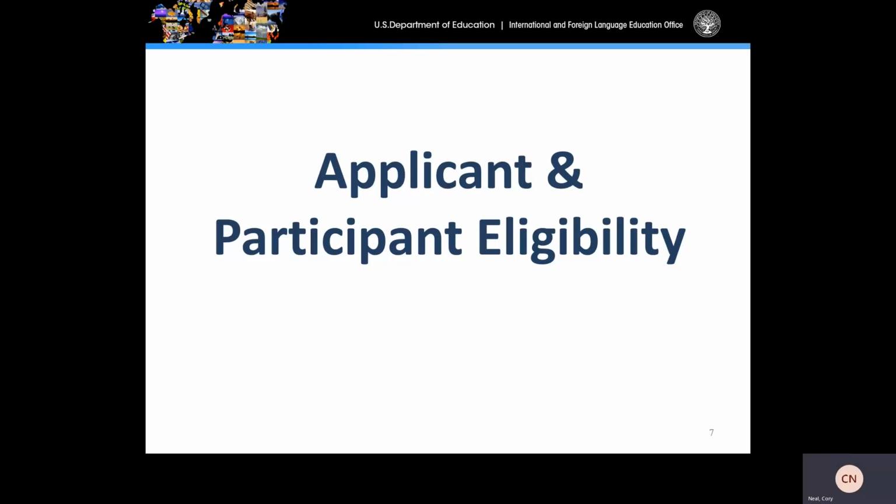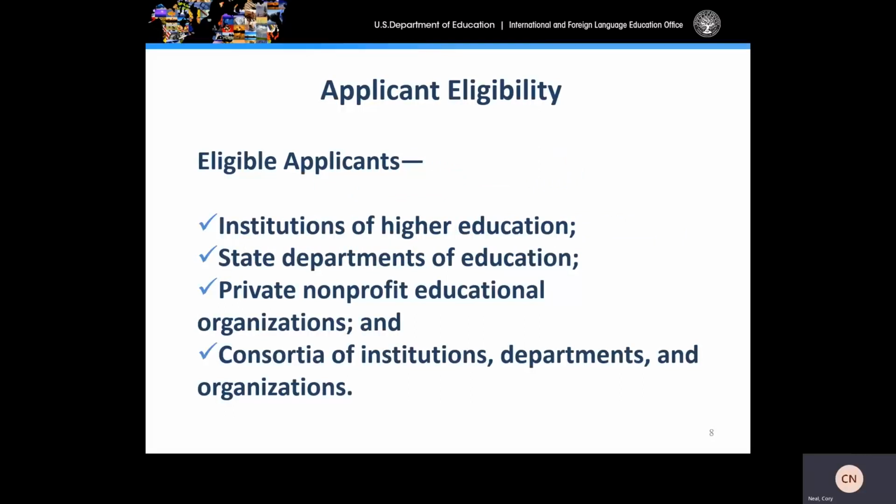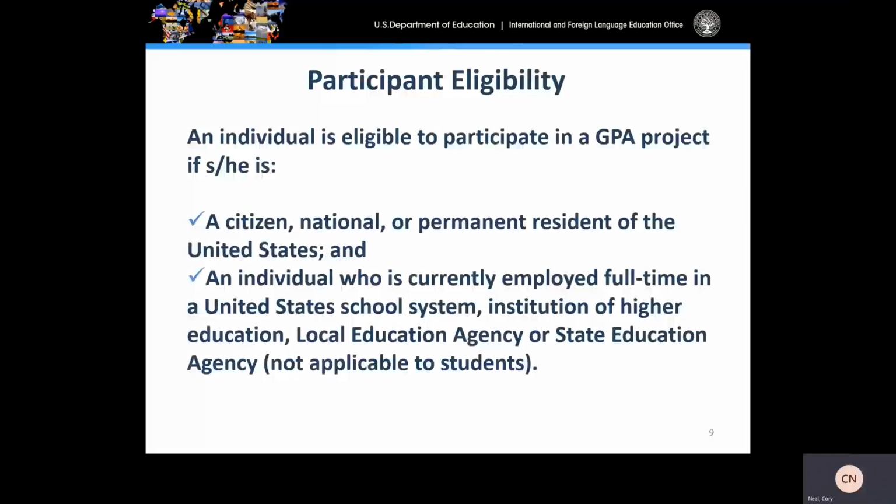Okay, I'm going to cover applicant and participant eligibility requirements. So in order to apply, you must be an institution of higher education, a state department of education, private nonprofit educational organization, or a consortia of institutions, departments, and organizations. So those are who can apply. Now, who can participate in our program?